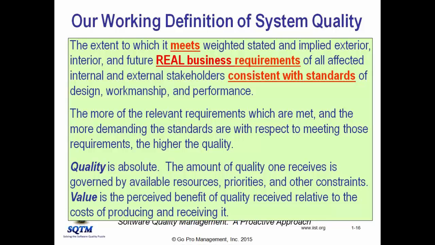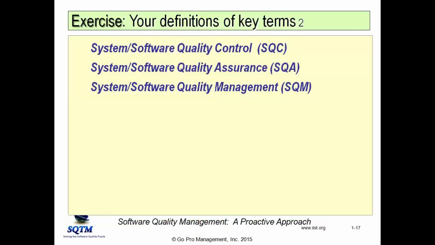So let's go on and look at some other aspects. These three terms: quality control, quality assurance, and quality management. And I'm going to suggest that whether it's for systems or software or both isn't really an important distinction at this point. But what's the difference between quality control, quality assurance, and quality management?